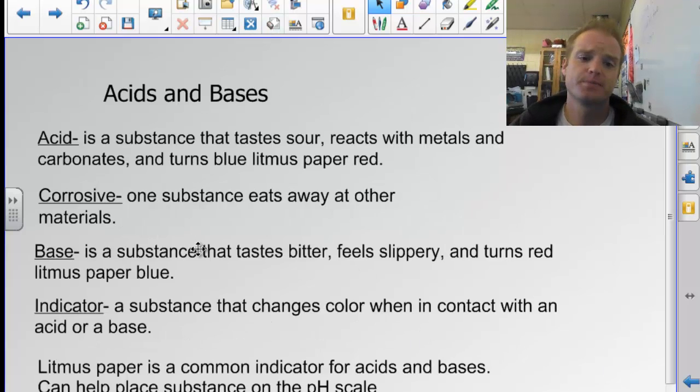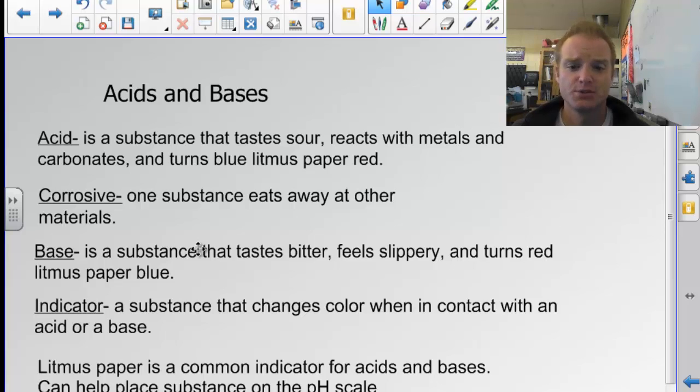So first of all, guys, some basic definitions. And so again, what is an acid or a base? Well, there's some basic properties or characteristics we can think of that acids are going to have. An acid is a substance that tastes sour, reacts with metals and carbonates, and turns blue litmus paper red. So when we say reacts, it means it has a chemical reaction with. So carbonates, that's an ion, that carbon and oxygen ion. Things like chalk would be a carbonate.